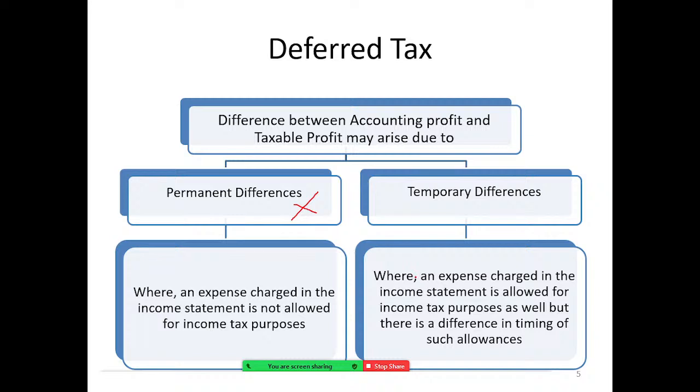Temporary differences: where an expense charged in the income statement is allowed for income tax purposes as well, but there is a difference in timing of such allowances. So, for example, bonus is a timing difference, and accrued income, so interest receivable. So there are some examples. We will do some examples. When we encounter examples, we will make more clarity on this.